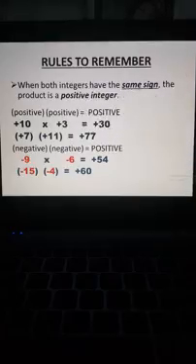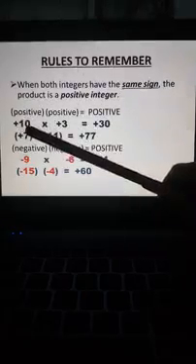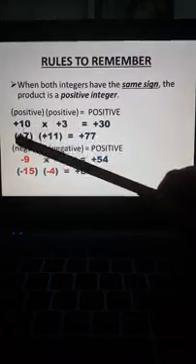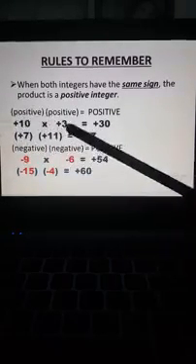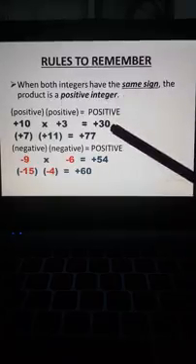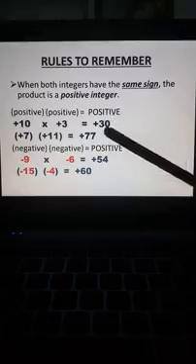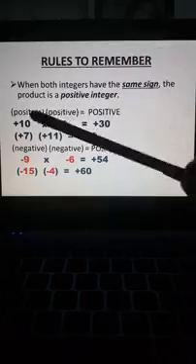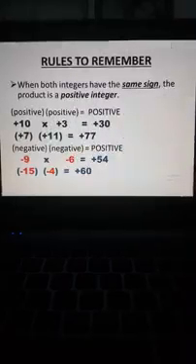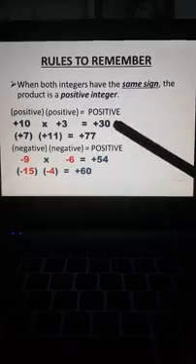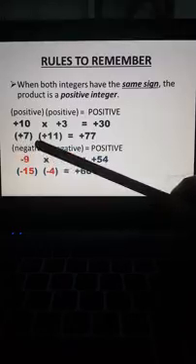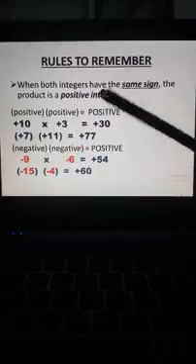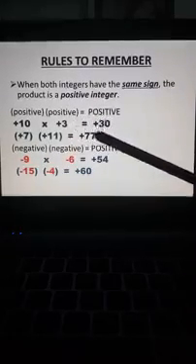So first thing we do, we multiply the absolute value of each integer. So positive 10 times positive 3 is the same as 10 times 3, and that would be 30. Now to decide on the sign, we use rule number 1. If both factors are positive, the product therefore is also positive. And the same goes with positive 7 times positive 11. The answer is positive 77.